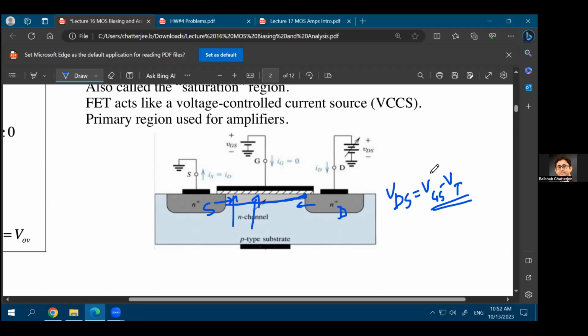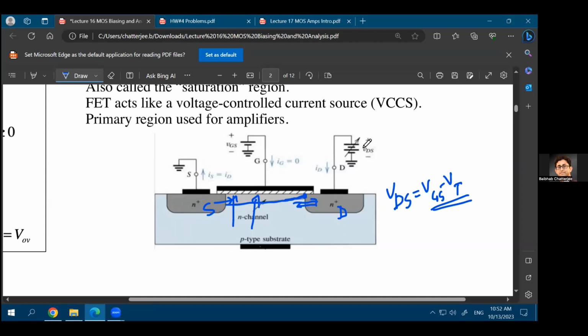So that can be considered as a VT amount of drop, or the threshold voltage amount of drop that you'll see in the channel. So in the channel, you'll actually have a voltage of VGS minus VT if you're not applying any drain voltage. But as soon as you apply a drain voltage, some of those electrons will be attracted back towards the drain. Why?